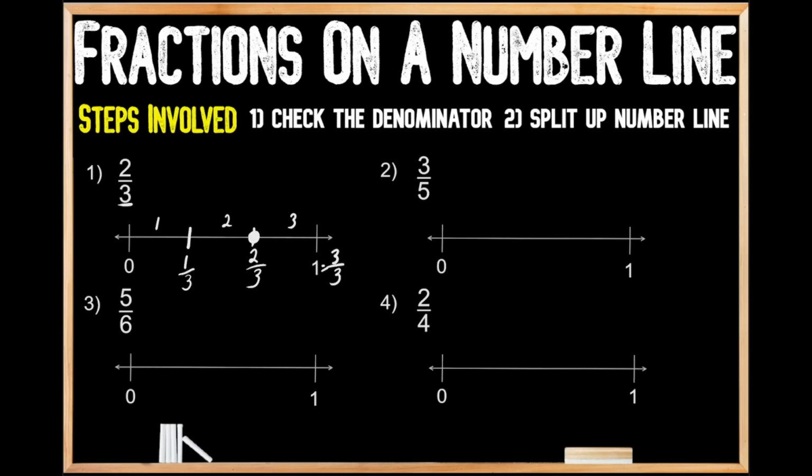Now we can move on to question number 2, where we're being asked to place the fraction 3/5 on the number line down below. Remembering our first step is to check the denominator, which in this case has a value of 5. So we're going to try and break up the number line into 5 equal parts. We have 1 part, 2 parts, 3 parts, 4, and 5 parts.